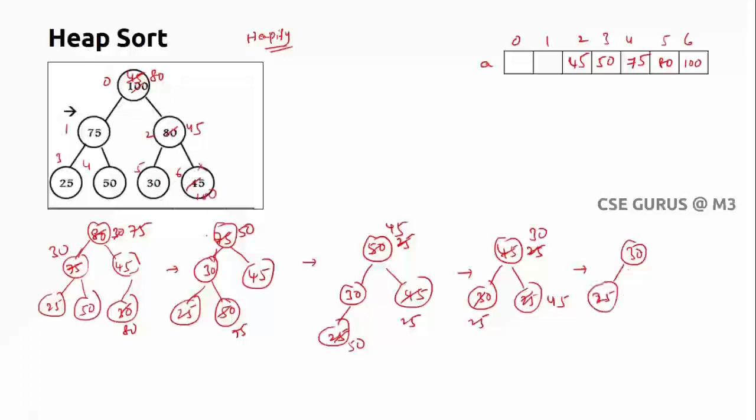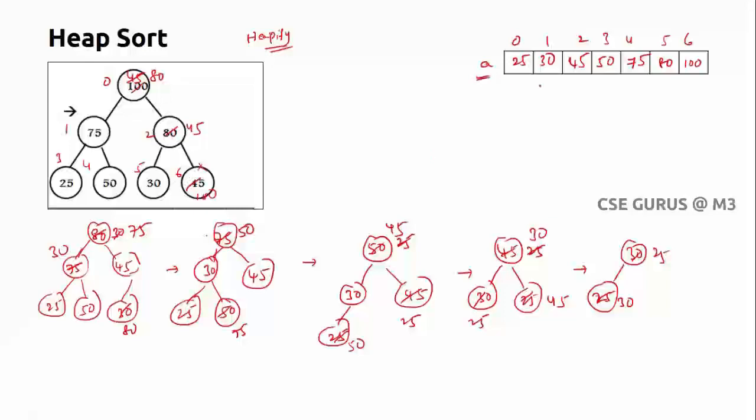Anyway, now only two elements. Now you can swap 30 and 25, anyway it's the last element, right? So here 25, here 30, this 30 will go here like this, and finally this also will be deleted. Only one element, 25, finally this will be written here.